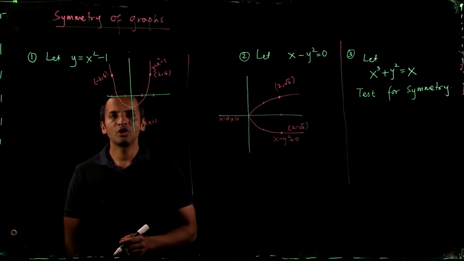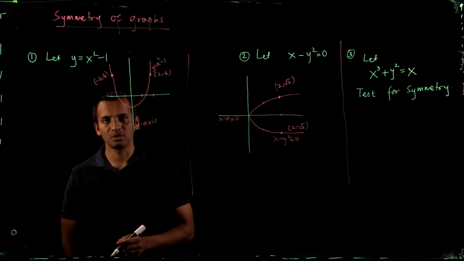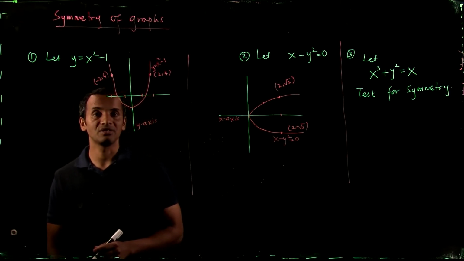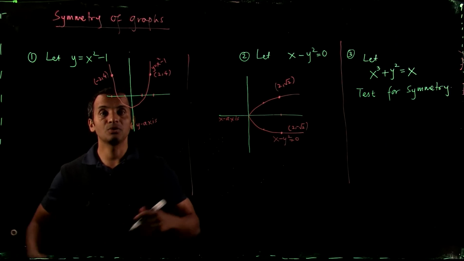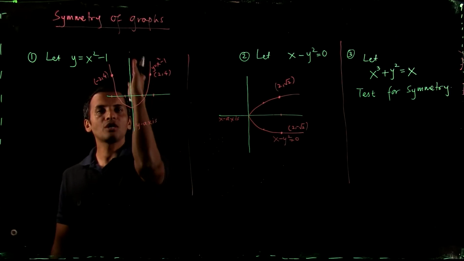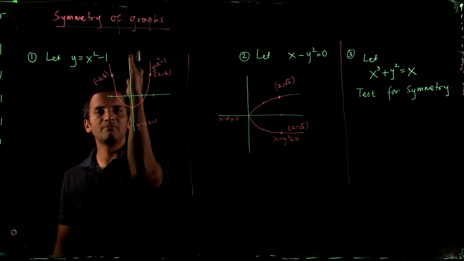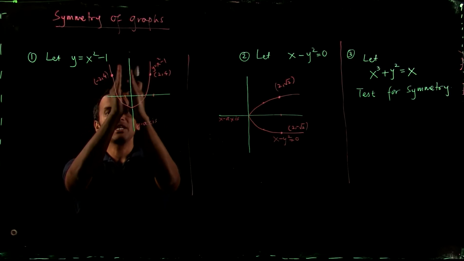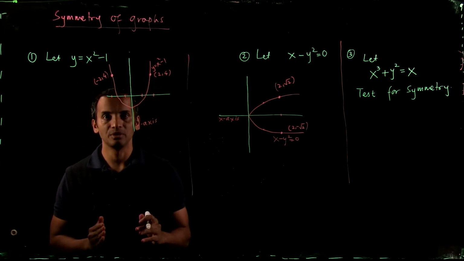In this video, we'll be talking about symmetry of the graph. Sometimes the graph is symmetric about the y-axis, sometimes the graph is symmetric about the x-axis. So what does that mean? For this graph, you can see that if you cut the graph in the middle, meaning about the y-axis, and then fold it, these two pieces perfectly overlap each other.